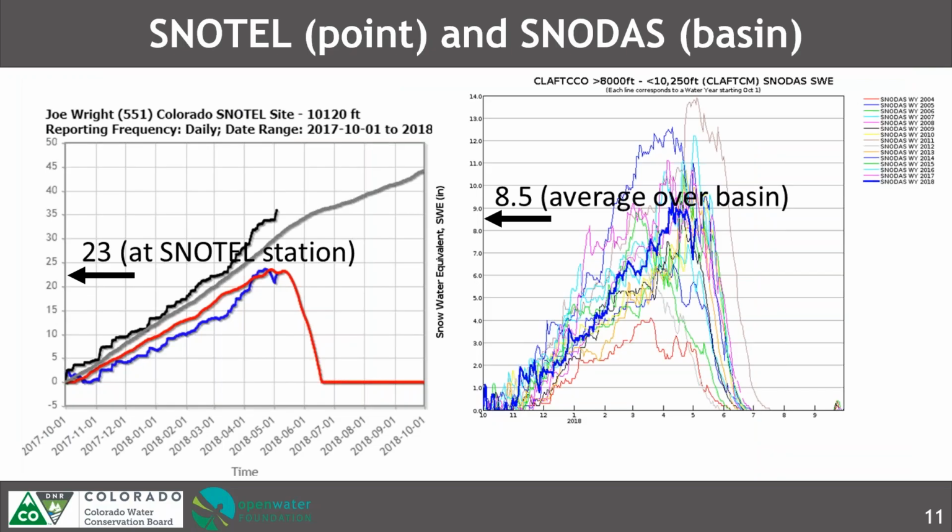Here we have a graphical representation of the previous slide. As you can see, the May 4 snow water equivalent measurement for the Joe Wright SNOTEL station is approximately 23 inches. On the second graph, we have the basin-wide average, calculated with the SNODAS tools. You can see that the basin average for May 4th is approximately 8.5 inches. The values vary given the different approaches.